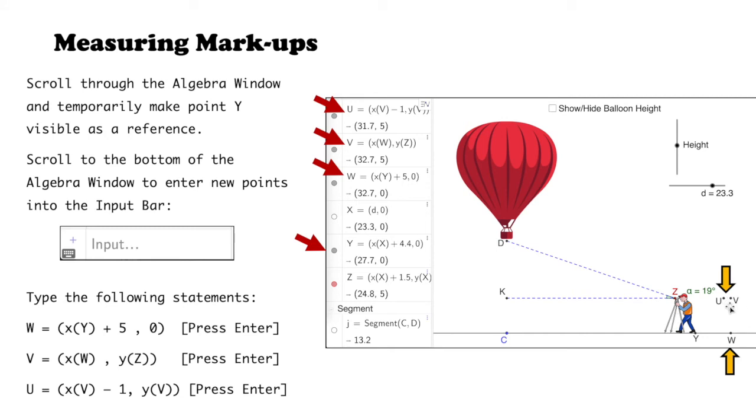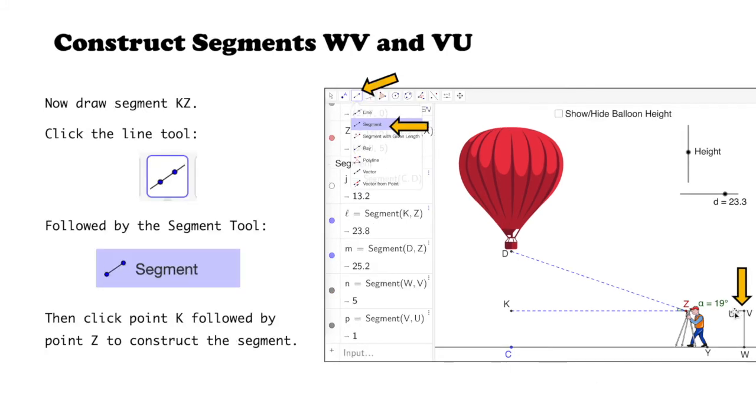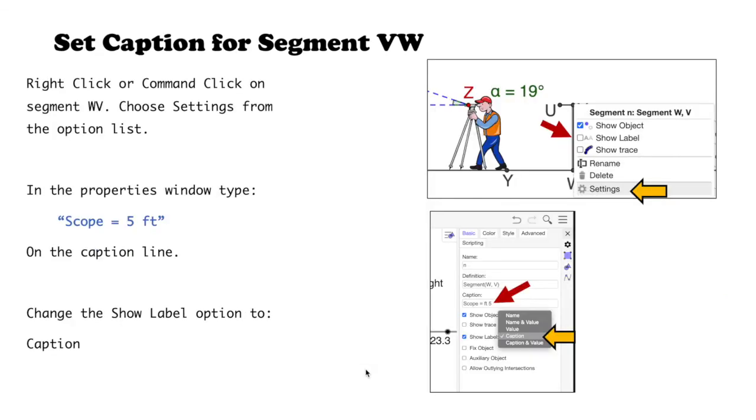That will give us these 3 points. We will connect these 3 points using segments. Go to the line toolbar, choose the second option which says segment, click point W, then V, then click V and point U. We have these 2 segments in.